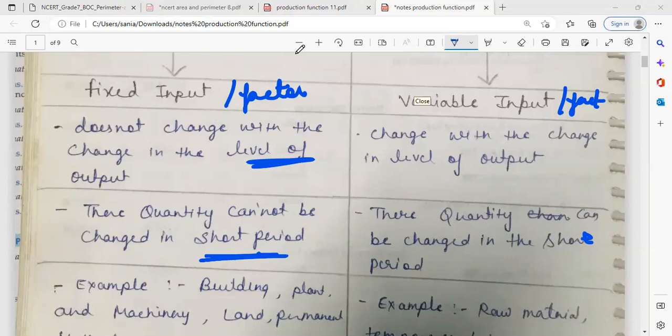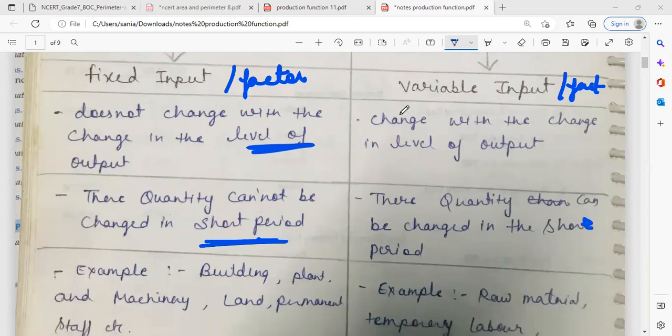Is this clear, the difference between fixed and variable? Yes, ma'am. Okay, others? Labiba, Ritika, Jaina? Yes, teacher. Okay. So you can quickly write it down.